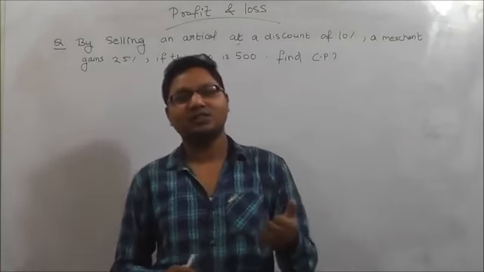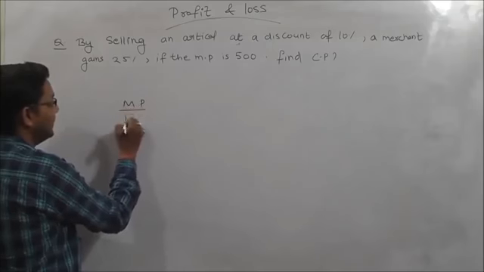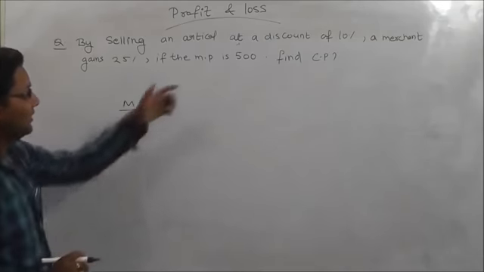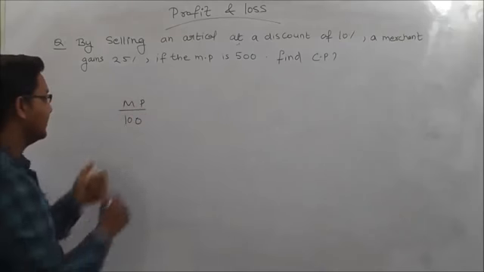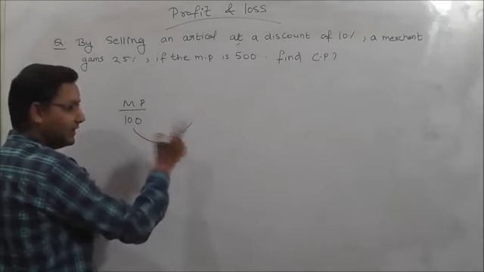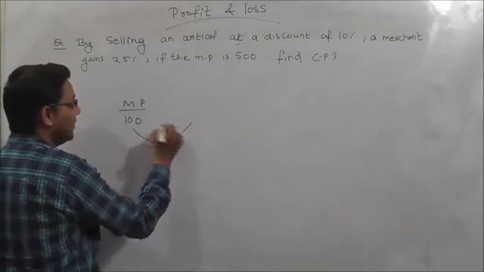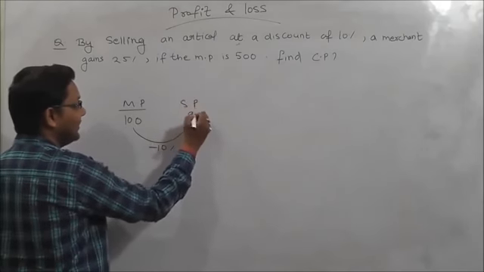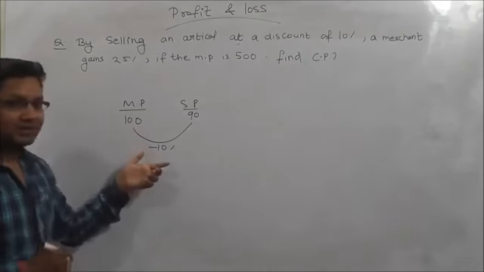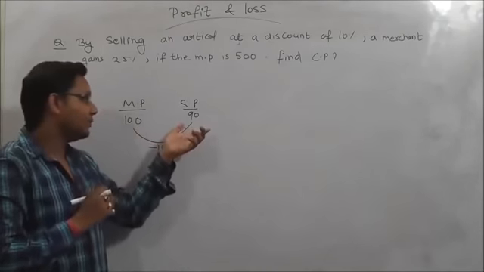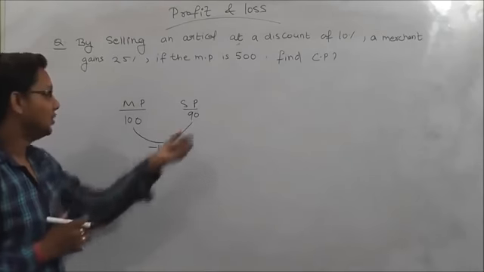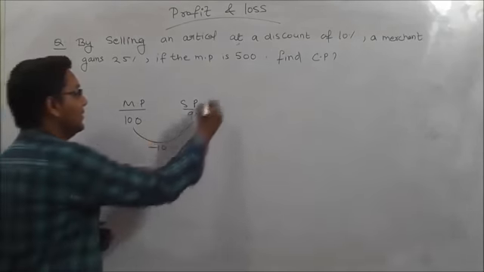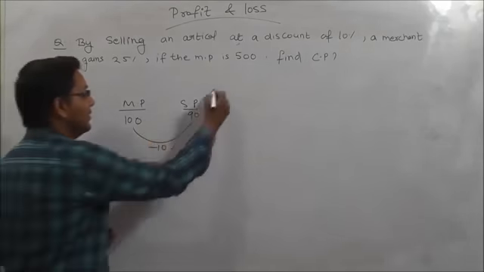So let us take mark price as 100. Discount is calculated on mark price. So after getting a discount of minus 10%, what will be the selling price? 90%. After doing the discount of 10% on mark price, we have got the selling price of the article. After getting the selling price, we have to find the cost price, and the gain percent is given here. A merchant gains 25%.